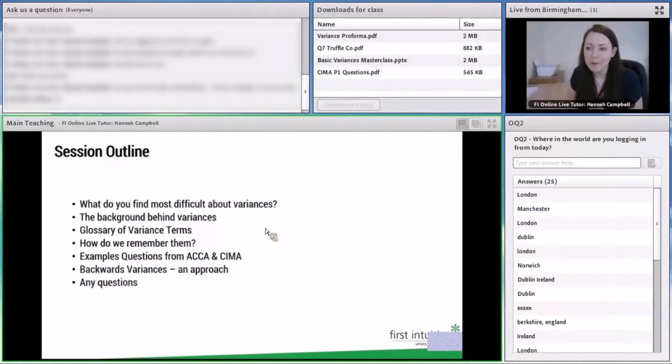And then we're going to talk about backwards variances, because sometimes you might need to find a piece of information that's within the variance formula or the variance proforma. So how do we go about answering the question when it's not actually the variance that we are being asked to calculate? And then hopefully by the end we'll have a bit of time for some questions as well.